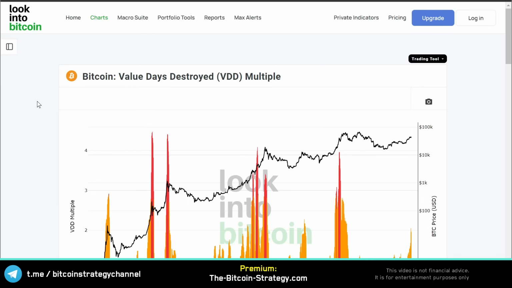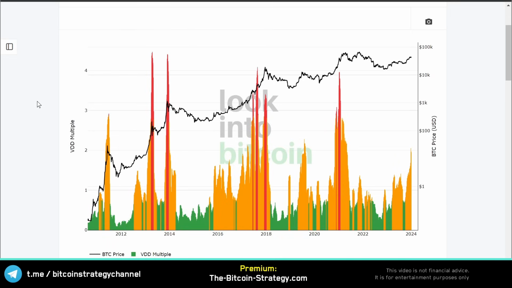Look at this. This is the value days destroyed. And this tends to peak whenever Bitcoin is relatively high as well. We would have taken profit at around 40k here. We again see some people take some profit. We did see our bearish momentum after such a peak as well, but still we are not super elevated here.